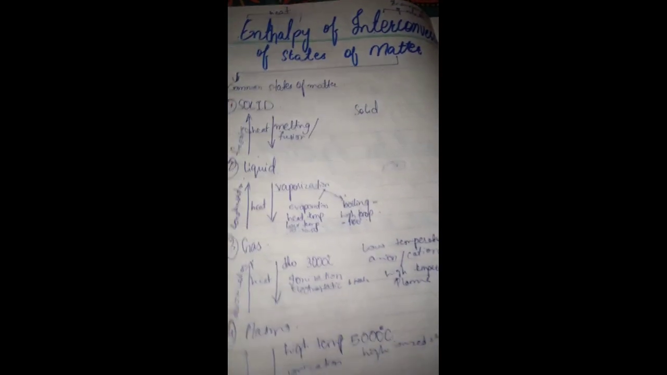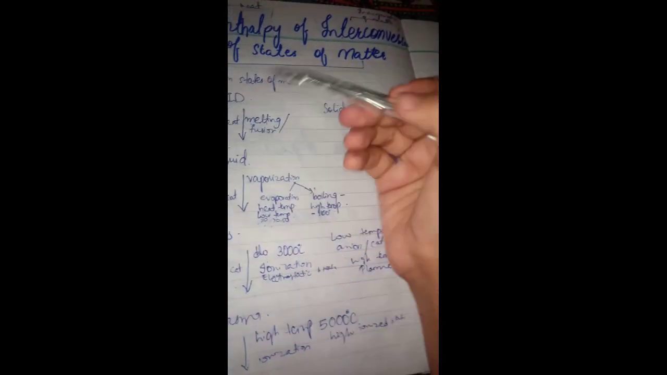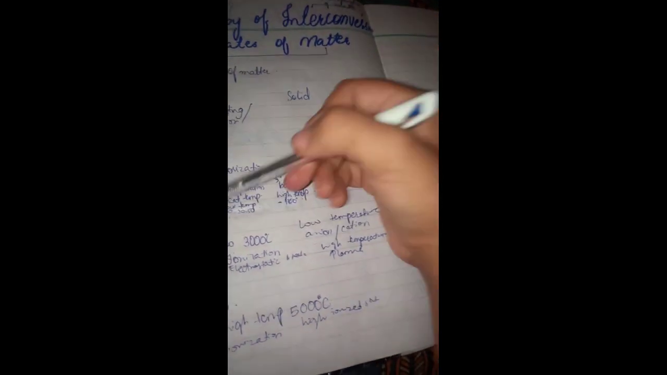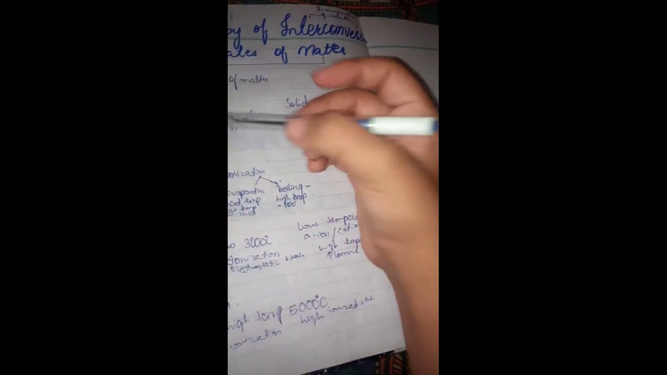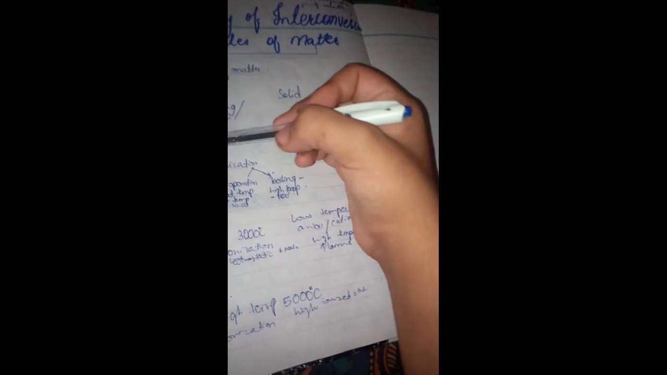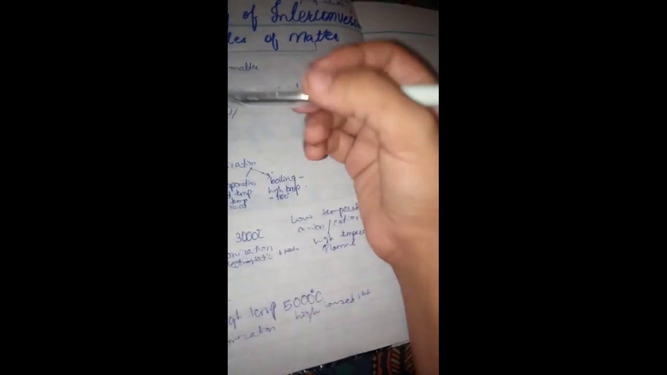Okay, so solid into liquid, melting; liquid into gas, vaporization; gas into plasma, ionization; and liquid to solid, freezing; gas to liquid, that is condensation; plasma to gas, that is deionization. Still I want to share some key points as I told you.